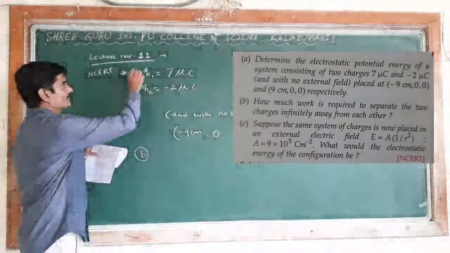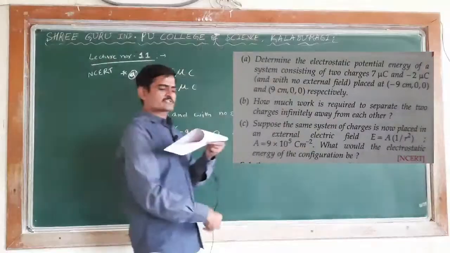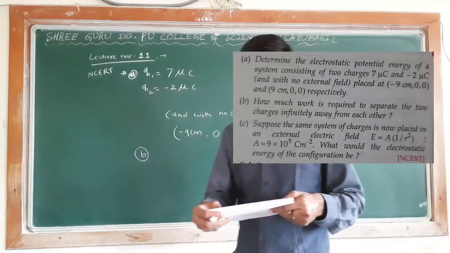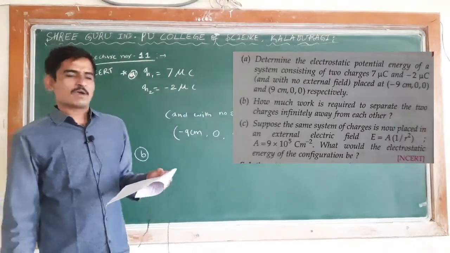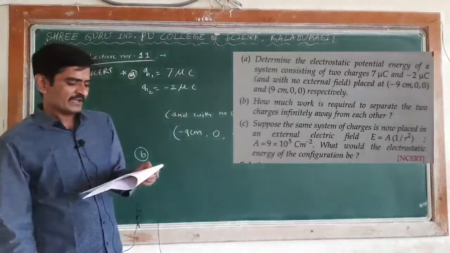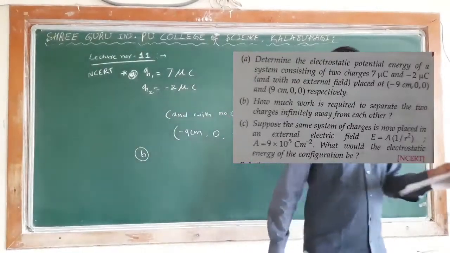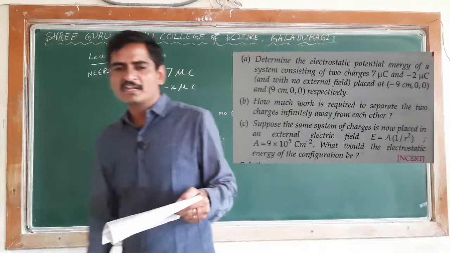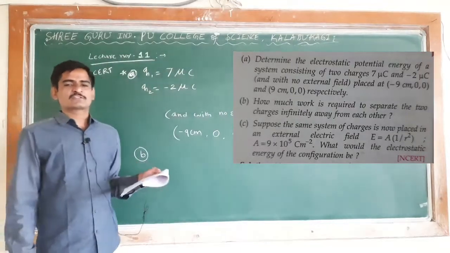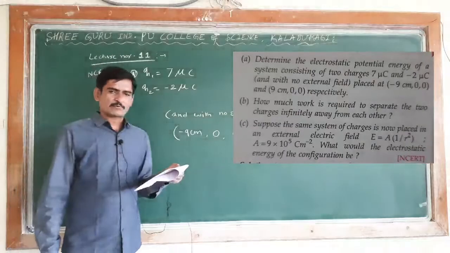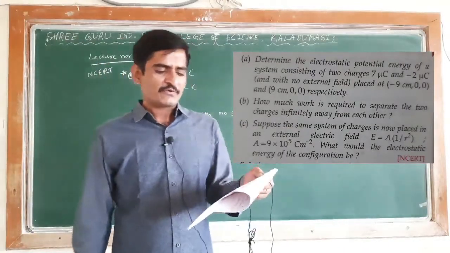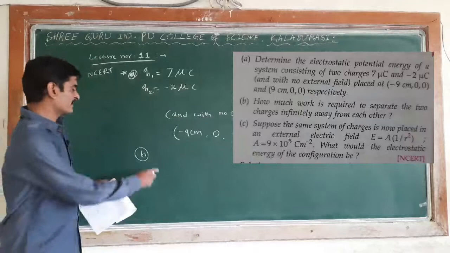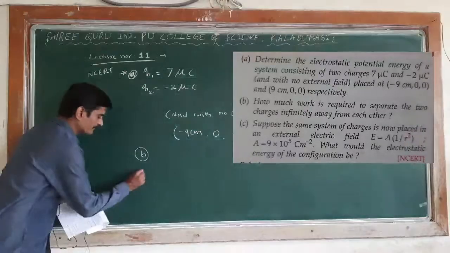Next, write down the next part of the question, B. This part is A. Next part of the question, B: How much work is required to separate the two charges infinitely away from each other? Question mark. This is B.